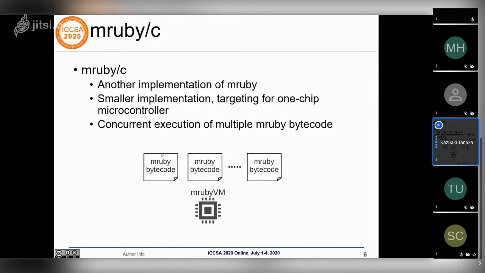Concurrent execution means that several mRuby programs can be executed concurrently in this virtual machine. This feature is good for non-OS environments. Usually, we use an operating system to execute several programs. An operating system is designed for concurrent execution of several programs. But for a smaller implementation, we don't want to use an operating system on a one-chip microcontroller. So mRuby/c supports concurrent execution in the virtual machine.